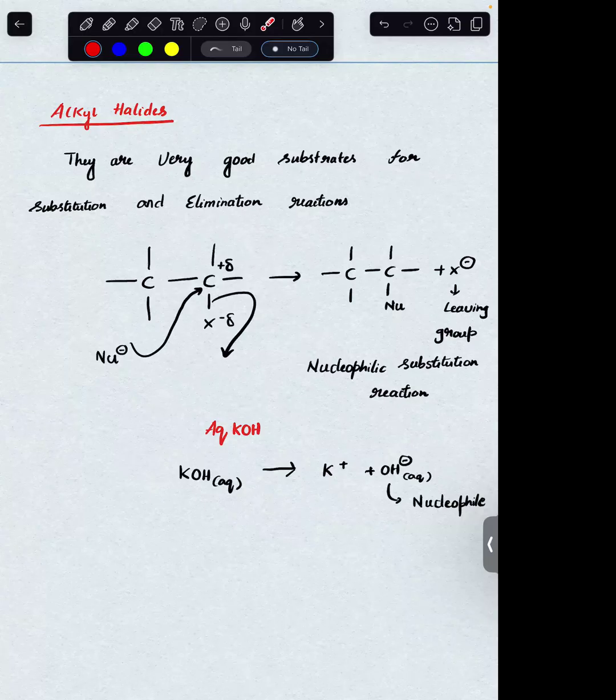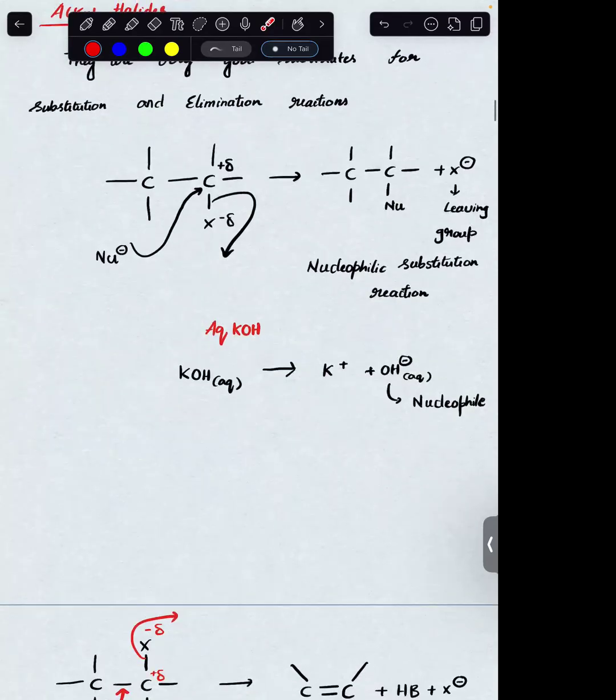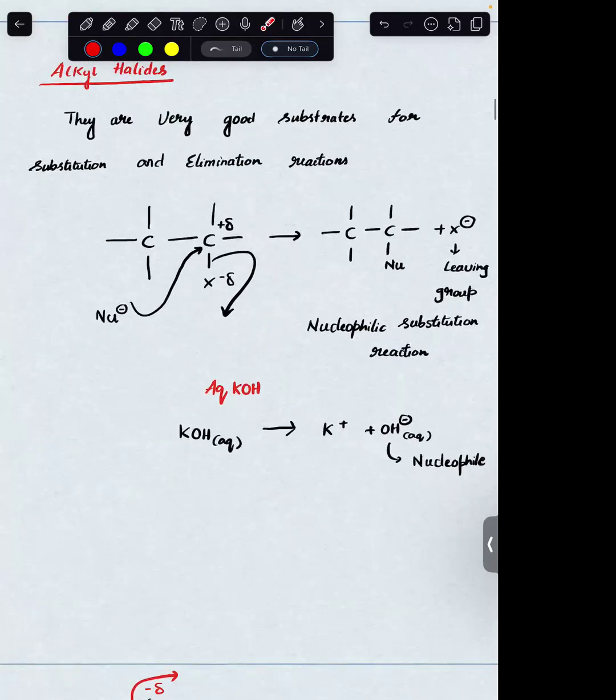Okay. So in general, if I want to do a substitution reaction, the reagent that is going to be used is called aqueous KOH. Everyone, if you have aqueous KOH, you will be having a substitution reaction. Aqueous KOH is going to furnish K positive and OH minus. OH minus is negatively charged. Rather than using only H2O, if you have H2O, H2O can also act as nucleophile.